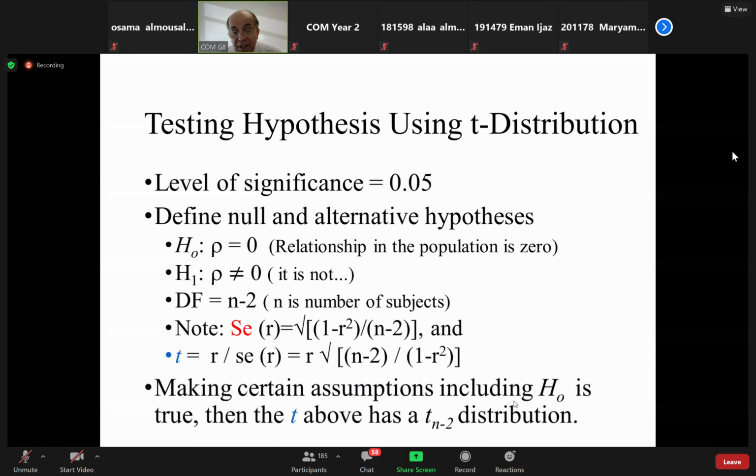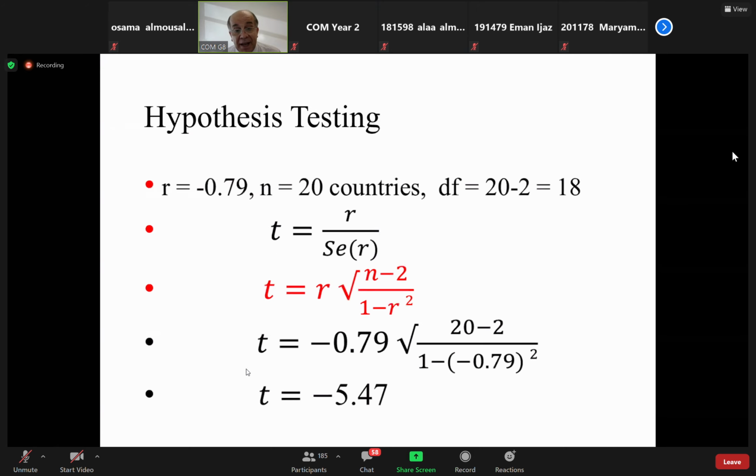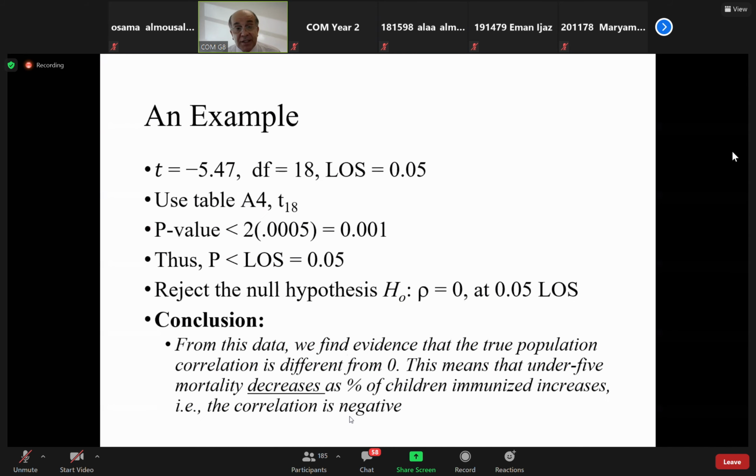And once you apply the equation, you go back and find out the t is this, and what you find at the end of the day is that the p-value is less than 0.05, so, as we mentioned before, the correlation between immunization and under 5 mortality is statistically significant at the 0.05 level of significance.